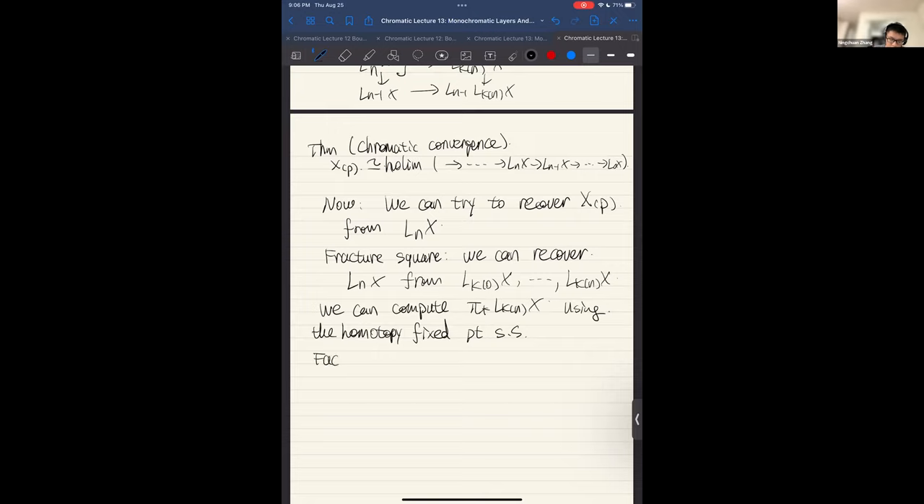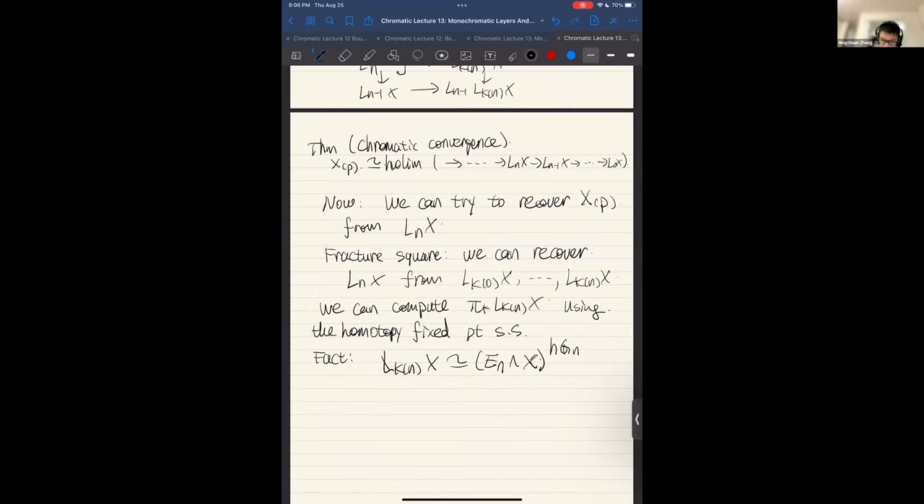And so one fact is, for nice X, there is some condition on X, the K(N) localization of X is equivalent to E_N smash with X, and E_N has a G_N action. So it takes the homotopy fixed points of this smash product. And I lied a little bit. Here, really, we are taking some sort of completed version of the localization of this smash product. So there's some subtlety with the smash product, which we have to fix, because there's some inaccuracy. We have to do L_{K(N)} of E_N smash with X. This smash product is not necessarily K(N) local, so we have to K(N) localize it and then take homotopy fixed points with respect to G_N.